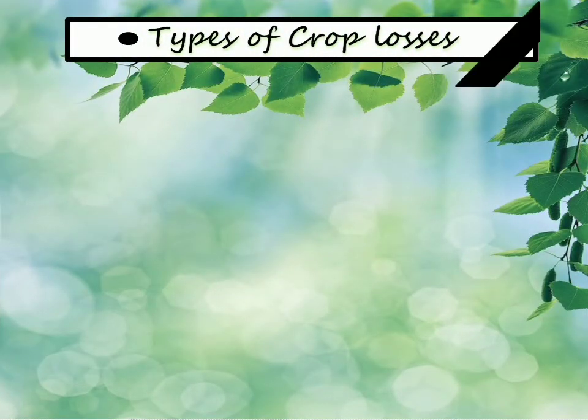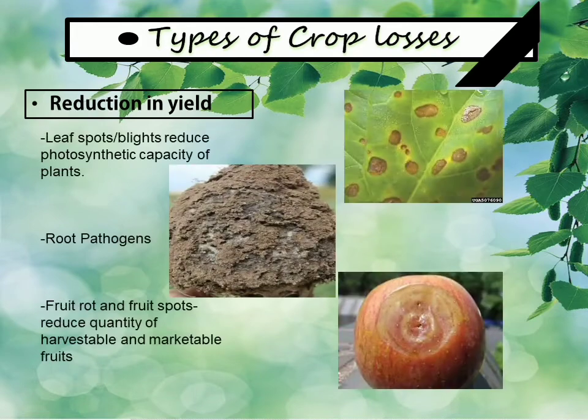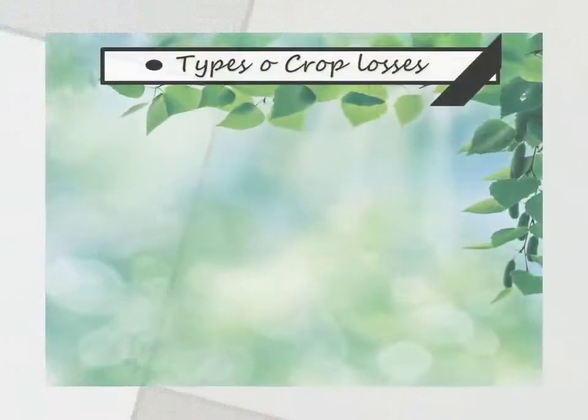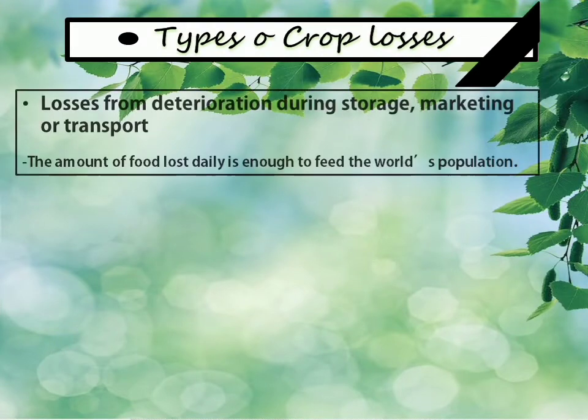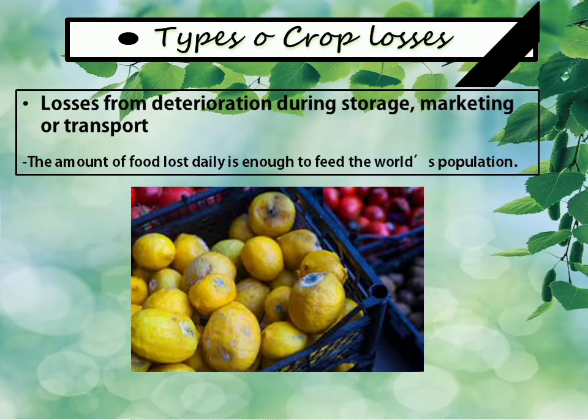Types of crop losses. Reduction in yield. Leaf spots or blights reduce the photosynthetic capacity of plants. Root pathogens. Fruit rots and fruit spots reduce the quantity of harvestable and marketable fruits. Losses from deterioration during storage, marketing, or transport. The amount of food lost daily is enough to feed the world's population.